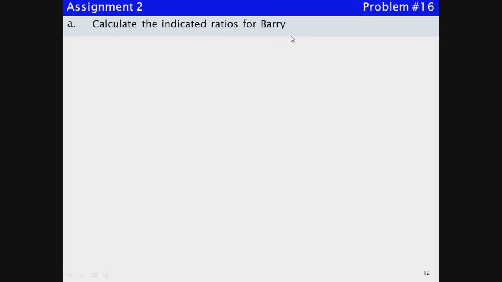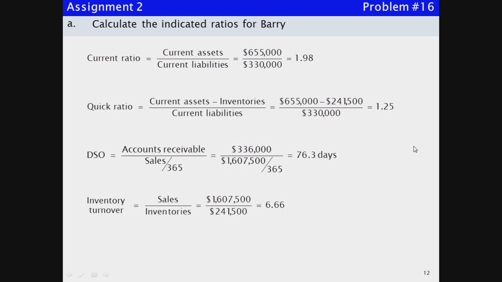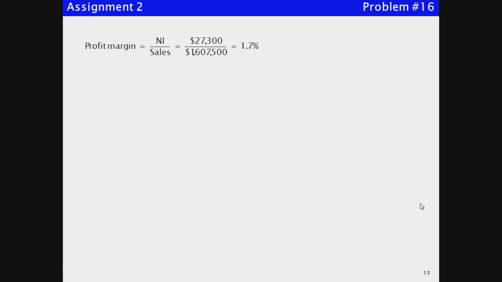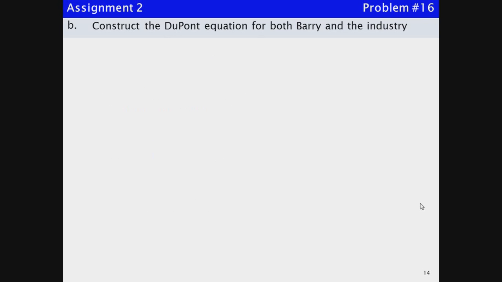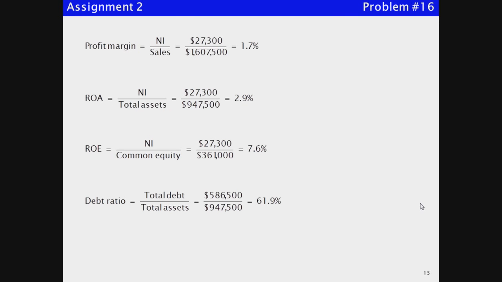Now, rather than just monotonously read you all these calculations, I'm going to put them up, pause for a moment, and suggest that perhaps you pause the slide and perform those calculations, make sure that you can do that. And then continue to get the remaining ratios. Oops, went too far. Let me go back. Again, hit pause if you need to.